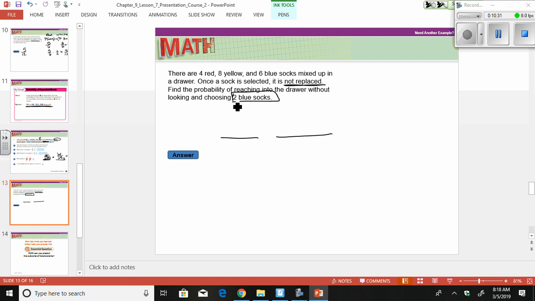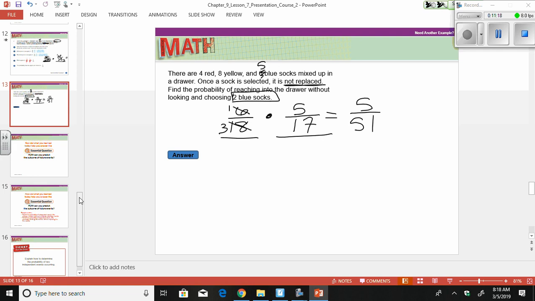So the chances of getting blue the first time are 6 out of, let's see, that's 10, so that's 18. Now we've taken away 1 blue sock. I have 5 left over. So now the chance of it being a blue sock again is 5 out of, not 18, but out of 17. We can't cross reduce, but we can reduce up and down. So 6 goes into 6 once and into 18 3 times. 5 times 1 is 5. 3 times 17 is 51. So there's a 5 in 51 chance, or 5 out of 51, that we will get 2 blue socks as we choose.